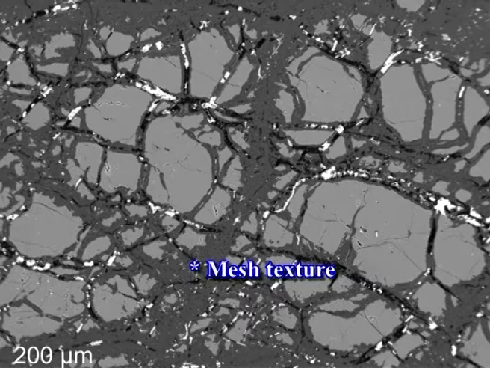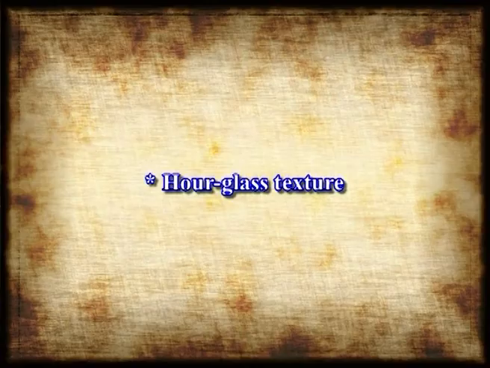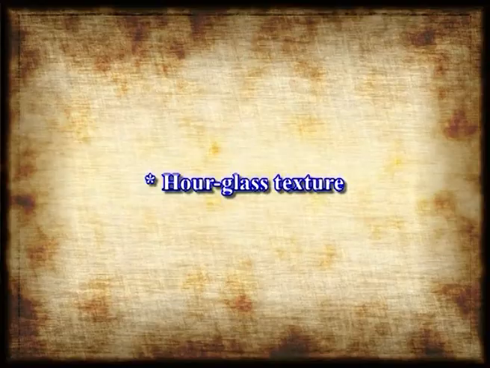Replacement textures, or it is also called superimposed textures. Mesh texture develops in serpentinites, where the needle shaped serpentine minerals occur in aggregates interwoven like a mesh. Hourglass texture, also in serpentinites, where the serpentine minerals replace the granular olivine crystals, giving rise to hourglass like appearances.